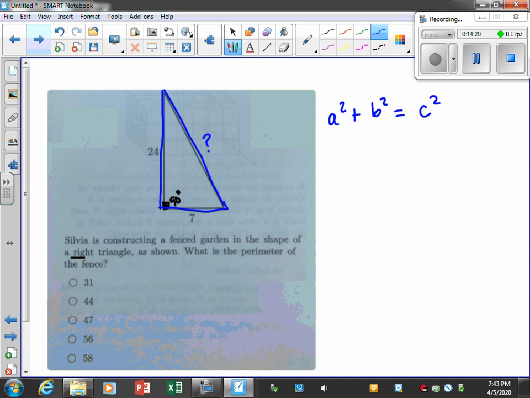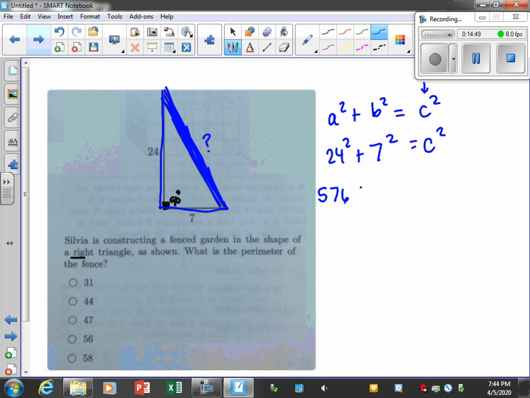Well, a and b don't matter. The one that has to be the longest one is c. In this case, this is the longest side, so we know the missing side has to be c. So I'm going to leave that alone. I'll let 24 be a, and I'll let the 7 be b. Those two really don't matter as long as the longest side is always c. 24 squared is 576. 7 squared is 49. So it's going to give us 625 is equal to c squared. Take the square root of both sides, and 25 is equal to c.